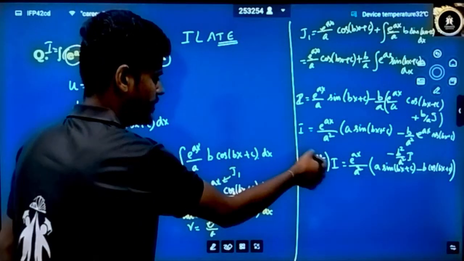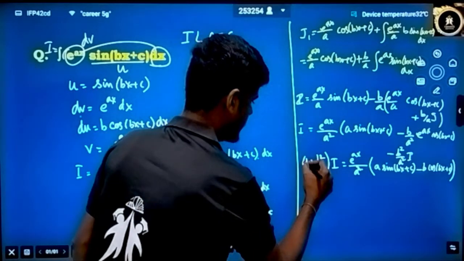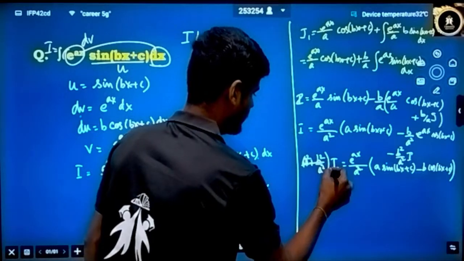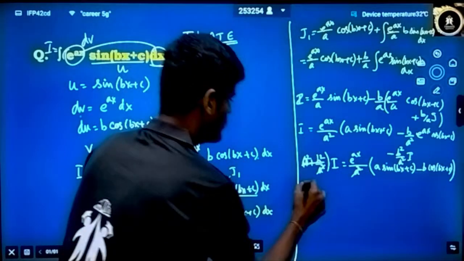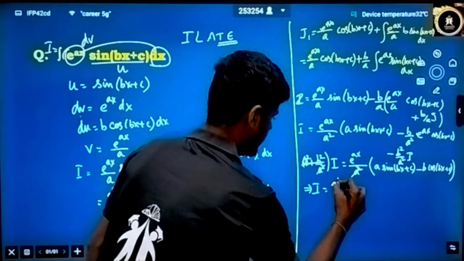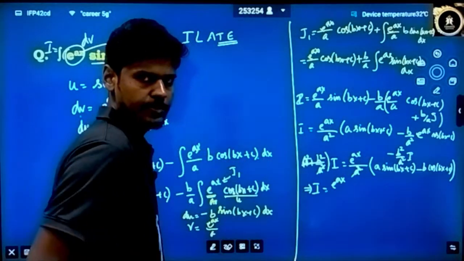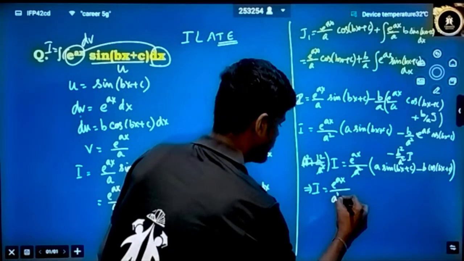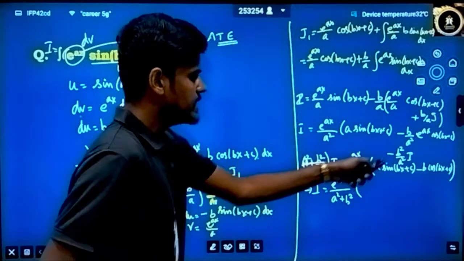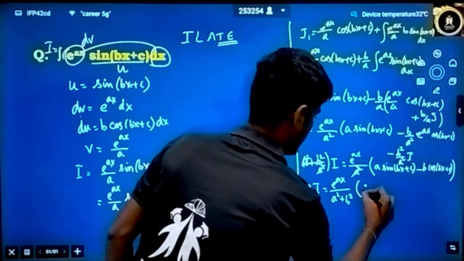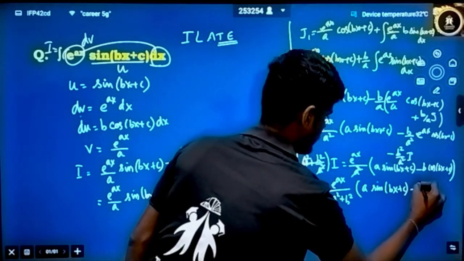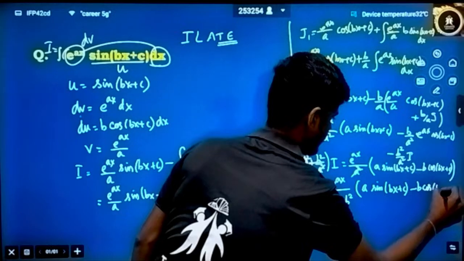So what is the final answer? Simplify this also. We will get a square plus b square divided by a square. A square will get cancelled. So finally, what is the integral value? I is equal to e power ax divided by a square plus b square into a sin bx plus c minus b cos bx plus c.